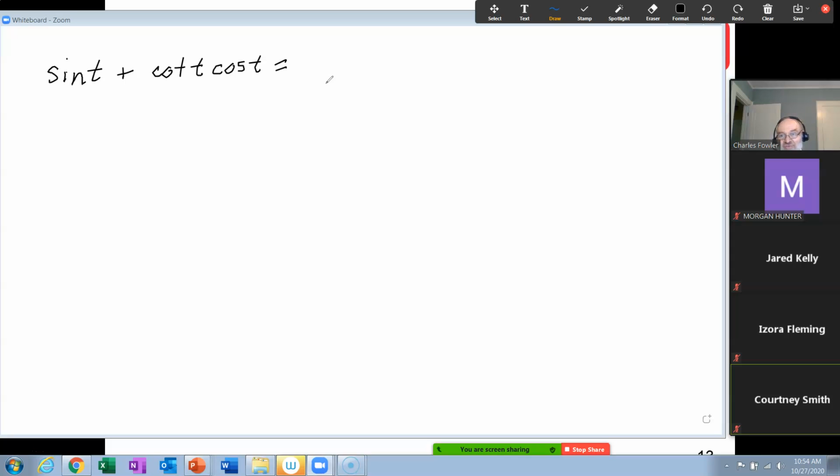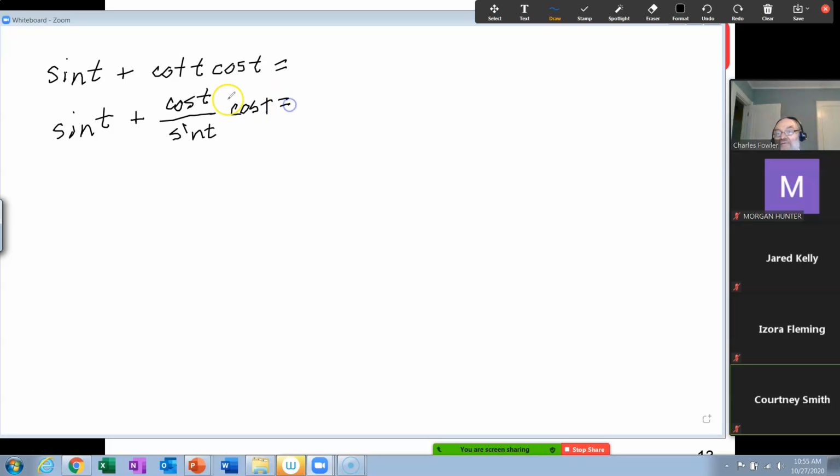Well, here's my suggestion. Get everything in terms of sine and cosine. If possible, do that. So this first one, it's already in terms of sine, so leave it alone. That's sine of t plus, now what is cotangent in terms of sine and cosine? That's cosine t, this is where we're using our identities, over sine t. And then you multiply that by cosine t.